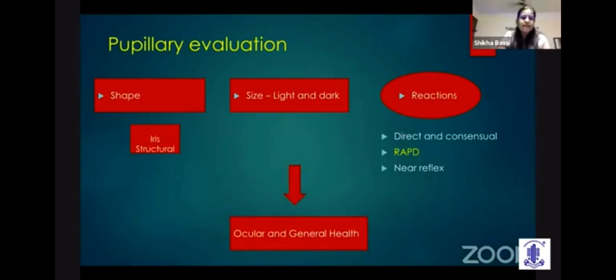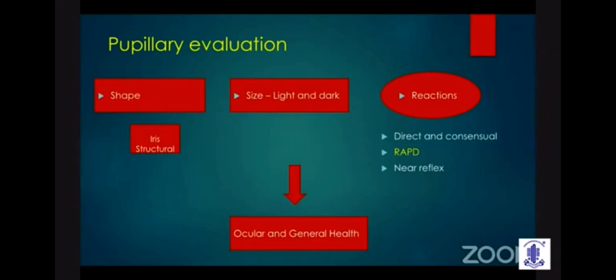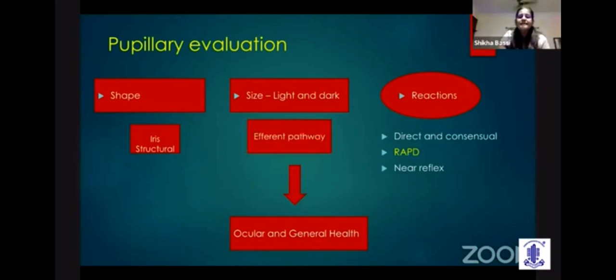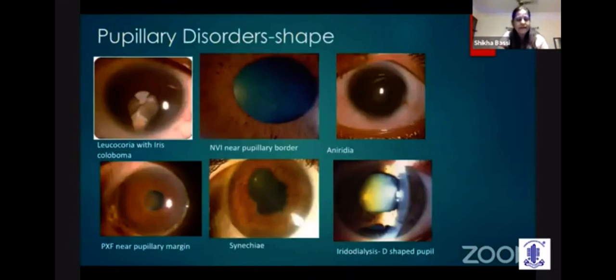These shape-related issues are actually related to the iris structural defects, as we'll see in the next slide. And size-related issues usually tell us more about the efferent pathway defects, and relative afferent pupillary defect tells us about the problem with the afferent pathway, that is, optic nerve related defects.